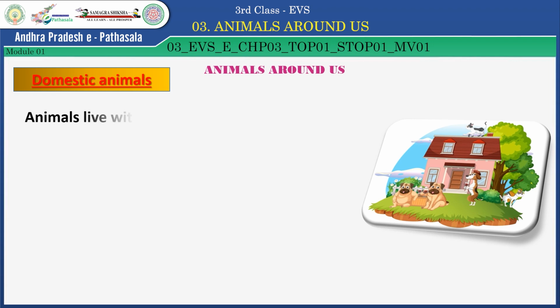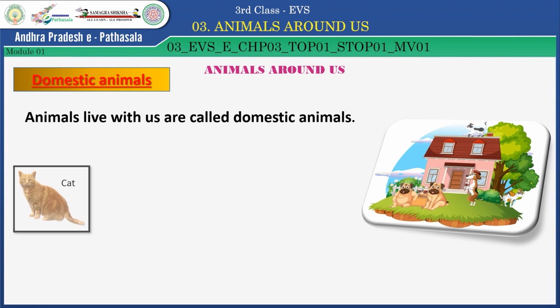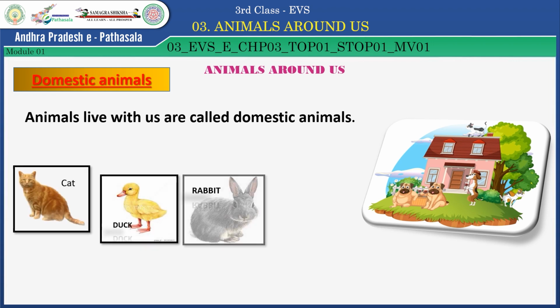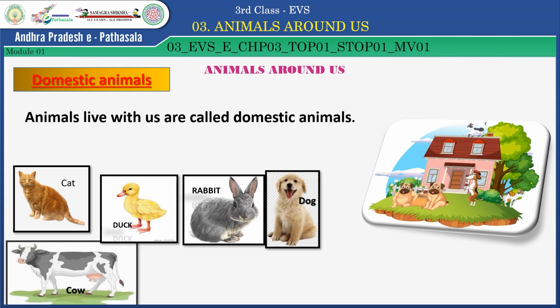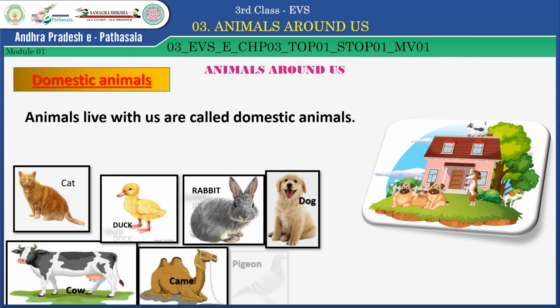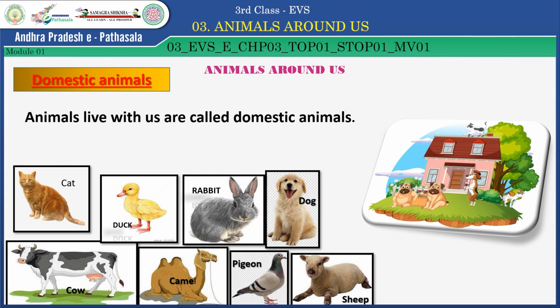Animals that live with us are called domestic animals. For example, cat, duck, rabbit, dog, cow, camel, pigeon, sheep, hen, horse.